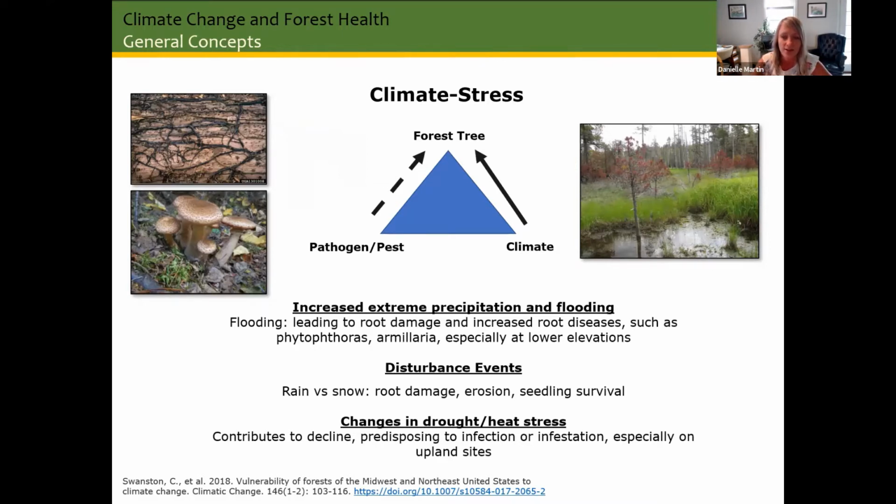making them more aggressive secondary agents. An example of this model would be higher rates of root diseases such as Phytophthora or Armillaria root rots following flooding events, especially at lower elevations. Another example would be increased storm activity, creating more wounds, making trees more susceptible to decay organisms or to insects, such as those that vector wilts, such as Dutch elm or oak wilt, which we'll talk more about in a bit.